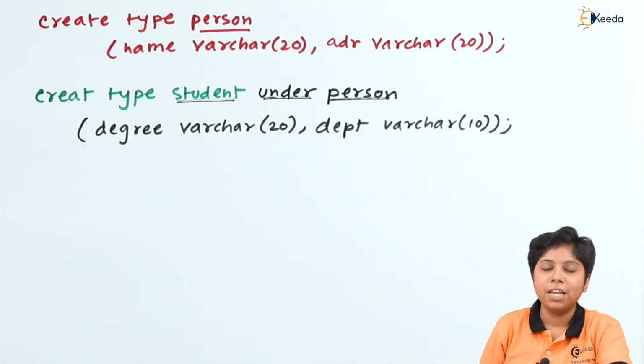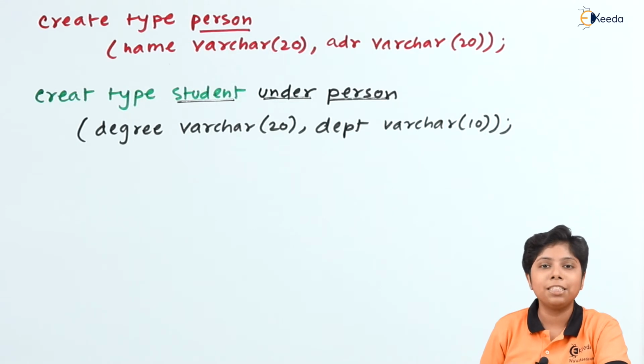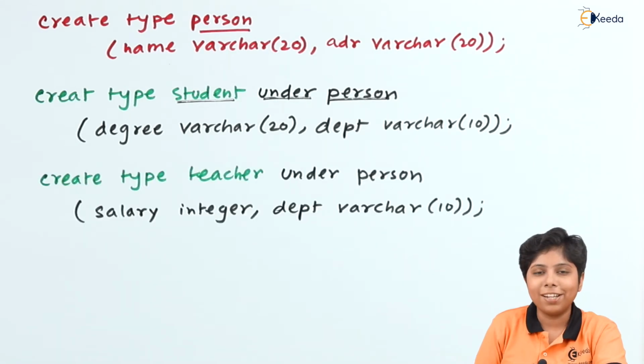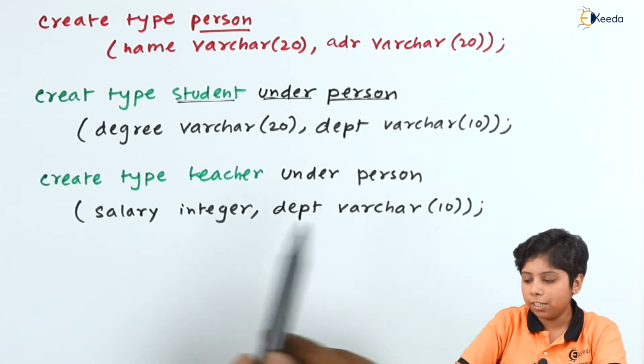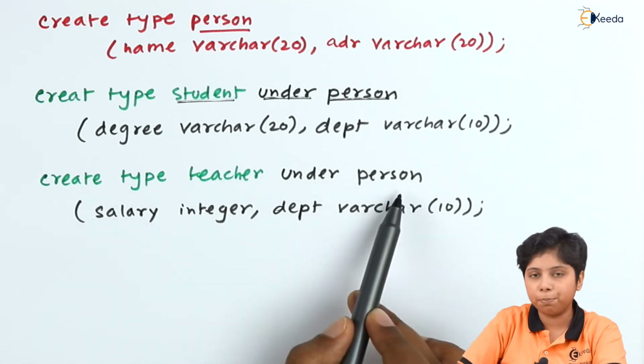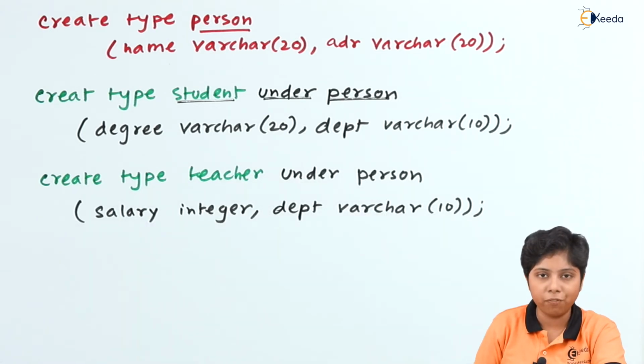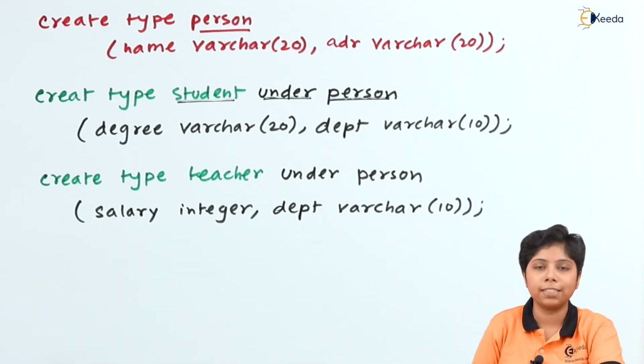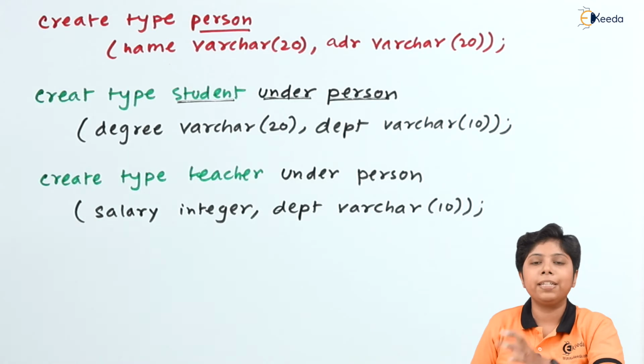Now let us define another type, that is create instructor or say teacher. The teacher type is also under person. That means it will also inherit from person, with salary as an integer, and also the department as an attribute to it. Now these are the features or data that we can inherit.